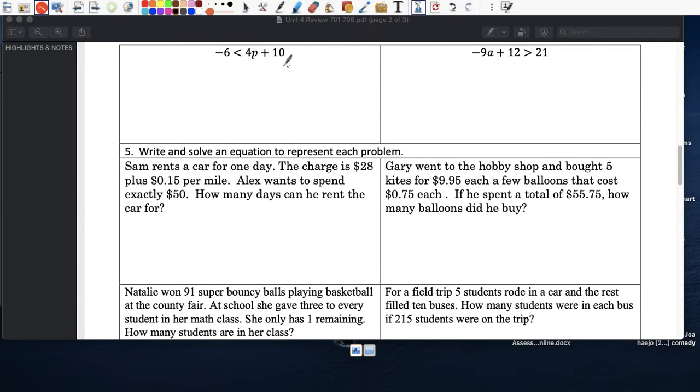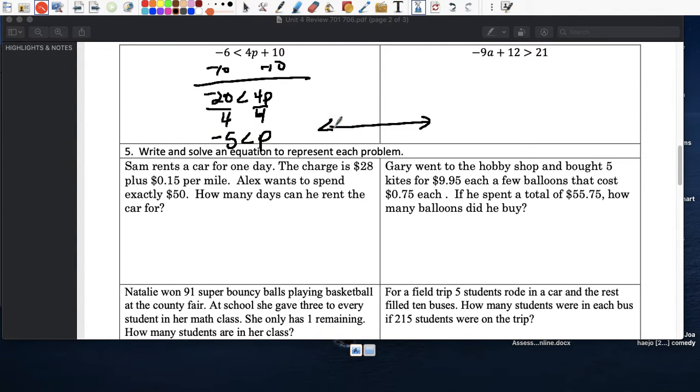So here, this one is not the case. So we're going to do -10, -20 less than 4p. My variable p is being multiplied by 4, so I'm going to divide by 4 and divide by 4. So we're going to get -5 less than p. Graph. So -5, -4, -6. Shade? No.